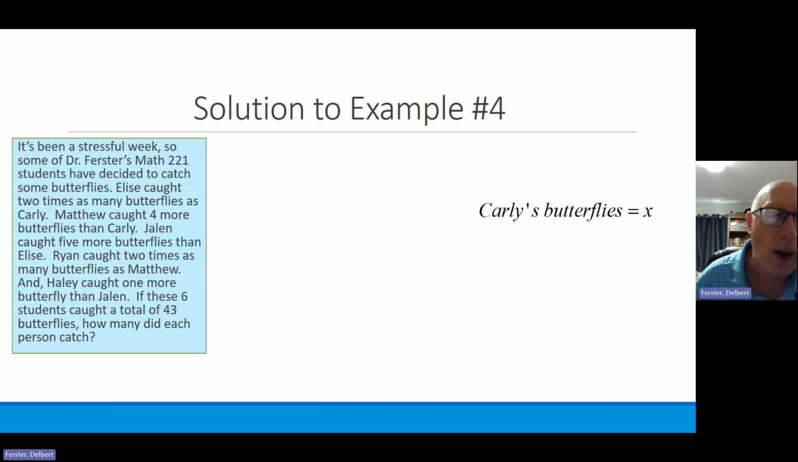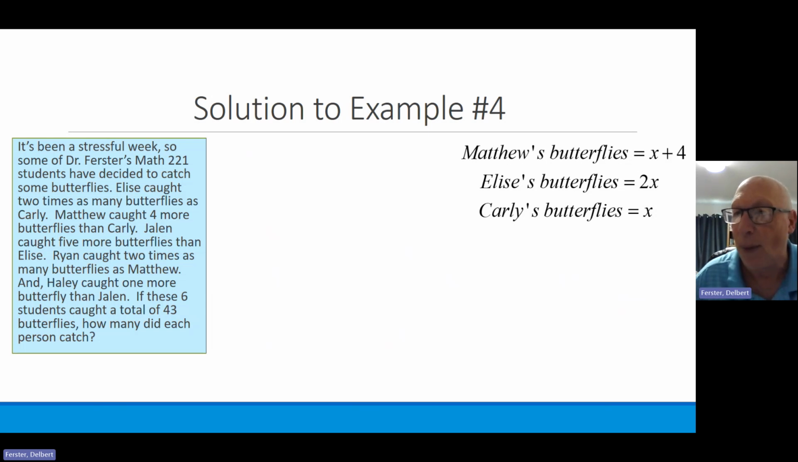All right. So what do you got? Well, I know Matthew caught 4 more than Carly. All right. I know something about Elise. She caught 2 times as many as Carly. So there's Elise at 2X. I got ahead of myself with Matthew. There's Matthew with X plus 4. He caught 4 more than Carly.